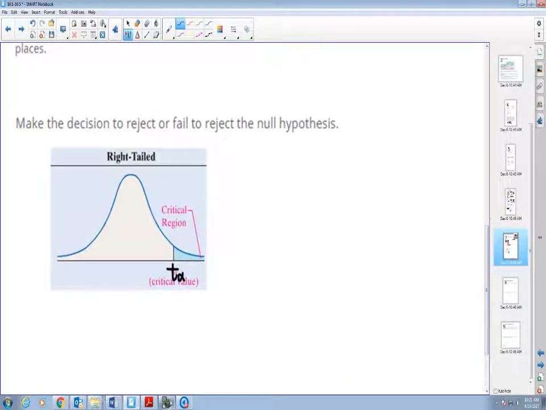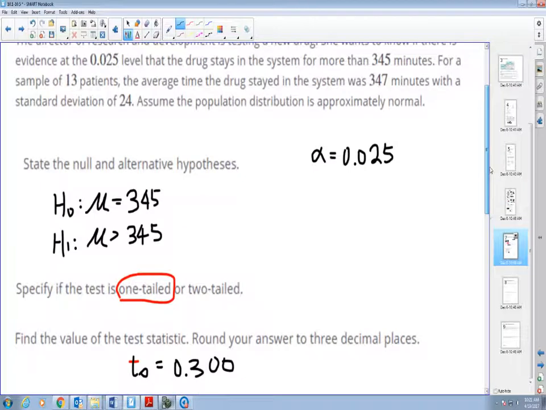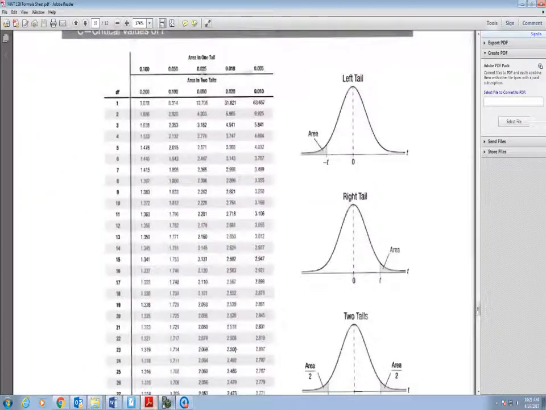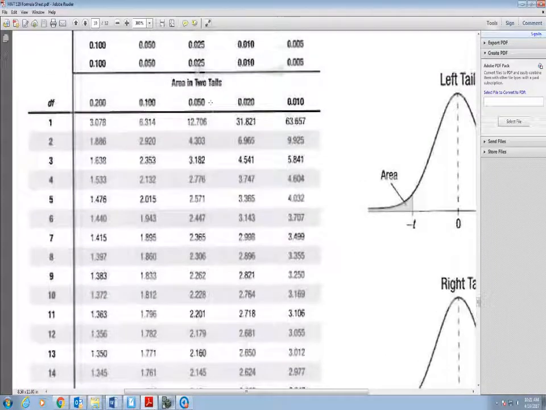Degree of freedom, remember, the sample is 13 patients. Degree of freedom is always n minus 1, so that would be 12. Okay, 0.025, one tail test. Excuse me. 0.025, one tail, go down to degree of freedom 12.